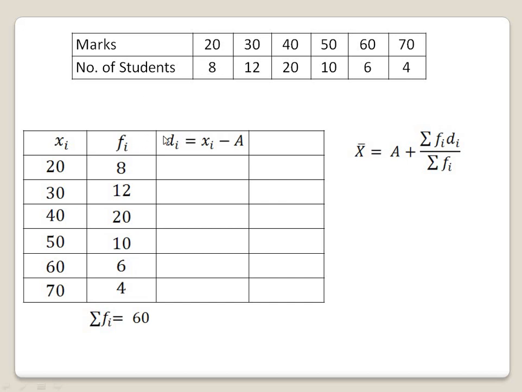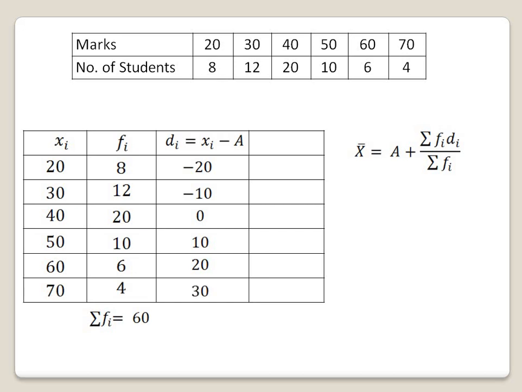Then we have to find deviation, that is xi minus a. Here xi is 20, minus a is 40, that is 20 minus 40 is minus 20. Next xi is 30, minus a is 40, 30 minus 40 is minus 10. Next xi 40 minus assumed mean 40, 40 minus 40 is 0. Next 50 minus 40 is 10, 60 minus 40 is 20, and last is 70 minus a, that is 40, is 30.